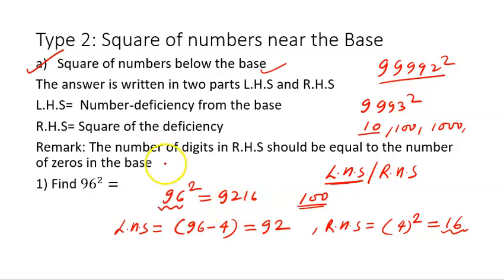One thing that we need to be careful about is that the number of digits in the right hand side should always be equal to the number of zeros in the base. So here we noted that in the right hand side there are two digits, 16, 1 and 6, and in the base there are two zeros, 1, 0 and 0. So that is what we need to be careful about.